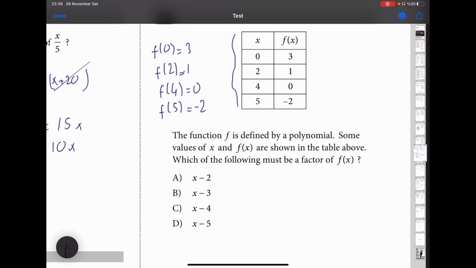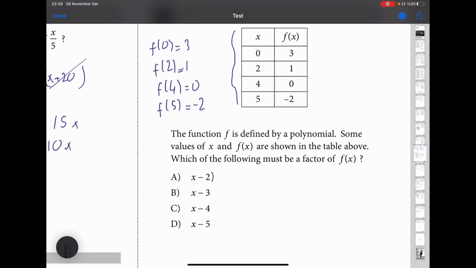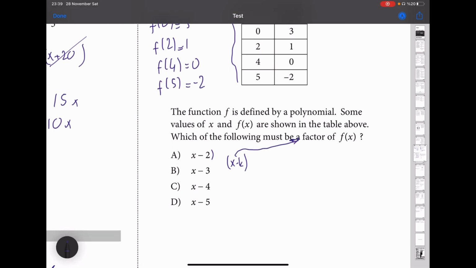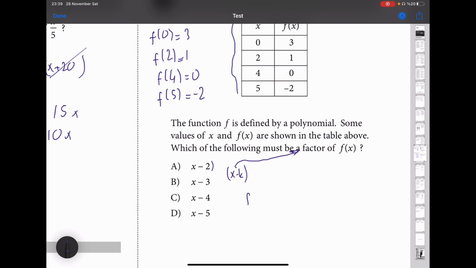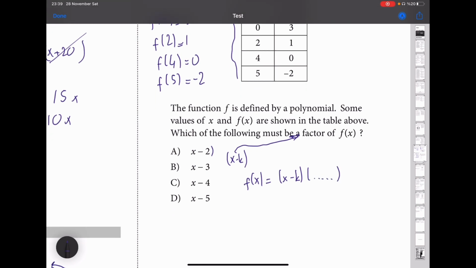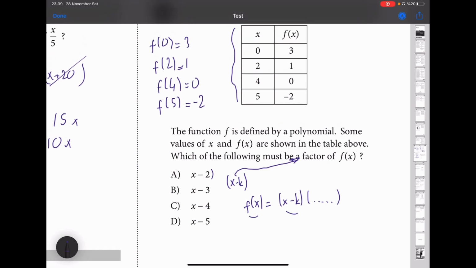So let's investigate the choices. They are all in the form of x minus k, right? So it states that x minus k is a factor of f of x. What it actually means is the following. F of x is equal to x minus k times something. So how can we be sure this equation holds by using only this information?